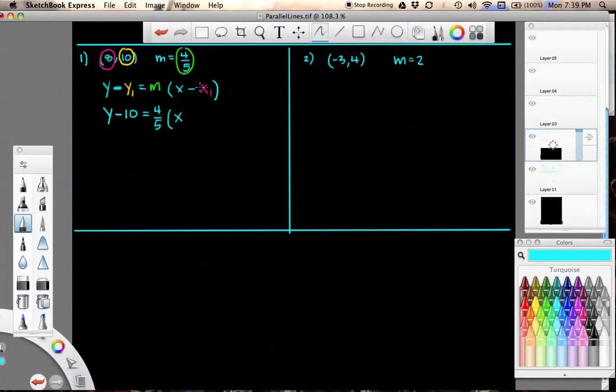minus, or opposite of the pink number. The pink number is 8. The opposite of 8 is minus 8, or negative 8. And this right here is the equation of the line in point slope format. So we say point slope format or formula. This right here is the answer to number 1.